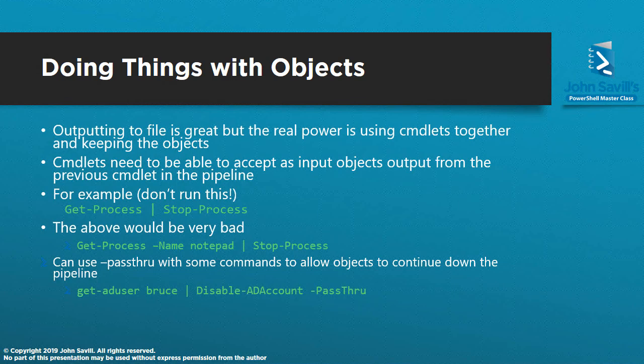With pass-through, for example, Disable-ADAccount, I could carry on passing the object down the pipeline. Now I've got nothing after Disable-ADAccount here, but if I did, I could get the user, disable it, and then maybe there's another command, maybe go and disable an Exchange mailbox. So it gives me the ability to keep the pipeline going, even if ordinarily the command would have stopped the pipeline.